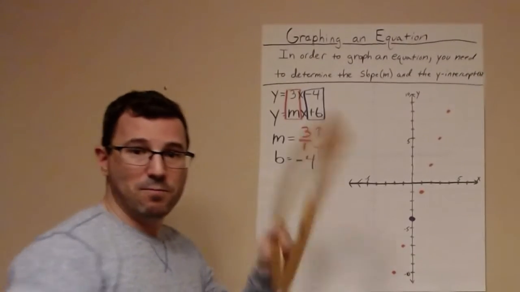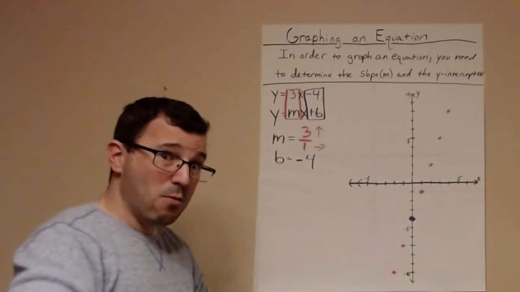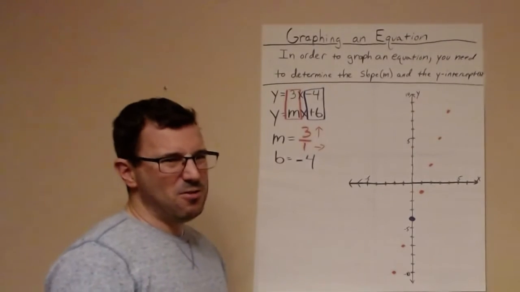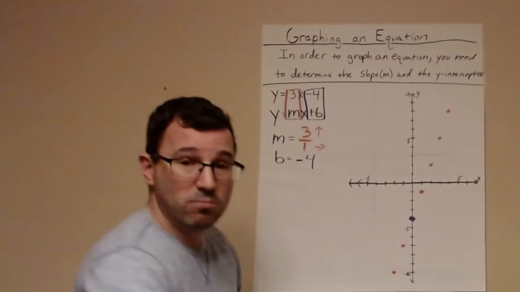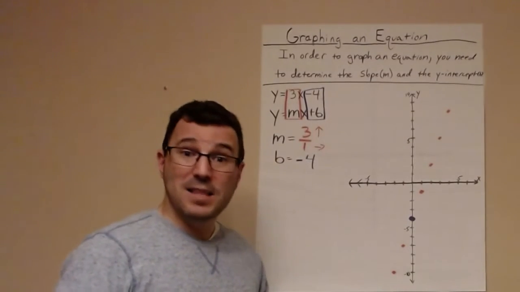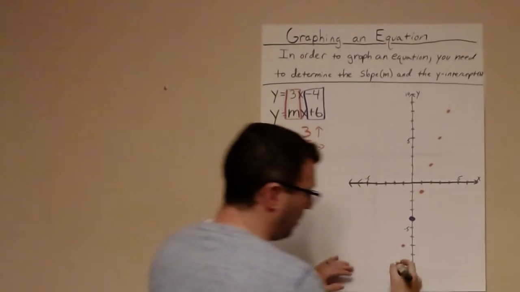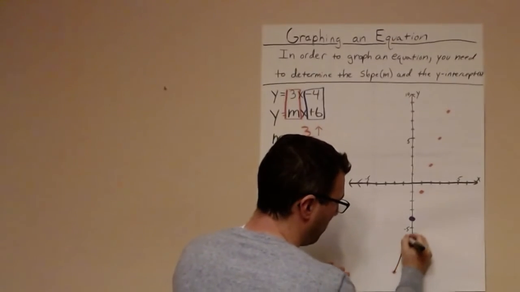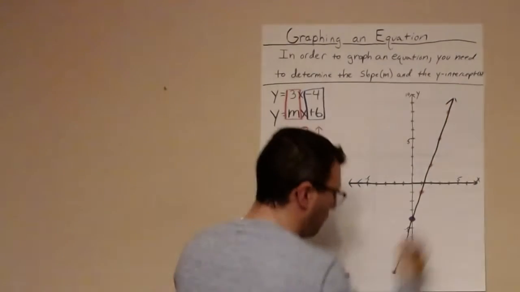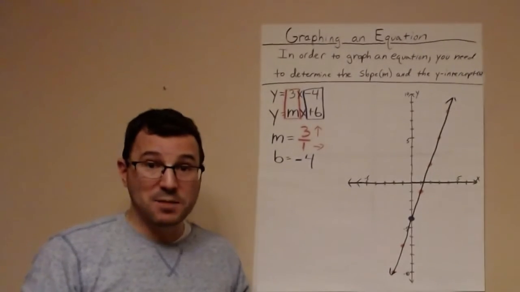Now, I have my big protractor here that I could use to draw a line. But honestly, the more points that I have, the easier it is for me to draw this freehand. You really should use a straight edge, so a ruler, giant protractor, edge of a book, a folder, anything that's got a straight edge, which is why it's called a straight edge, to then draw your line. So I'm going to go boom, boom, boom, boom, pretty straight. And that's my line.